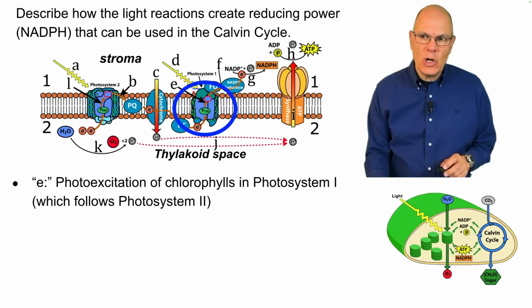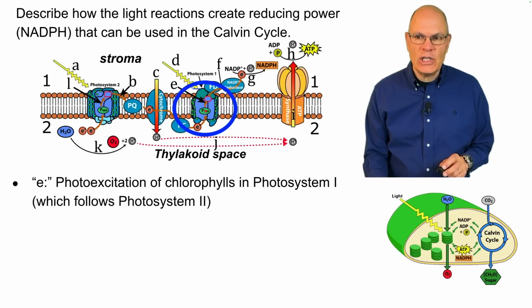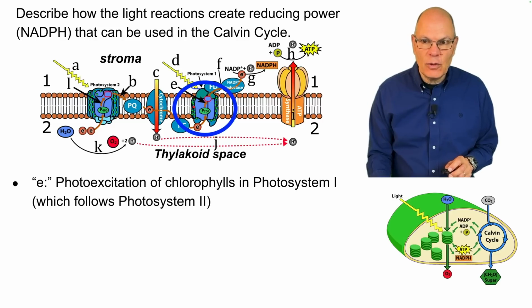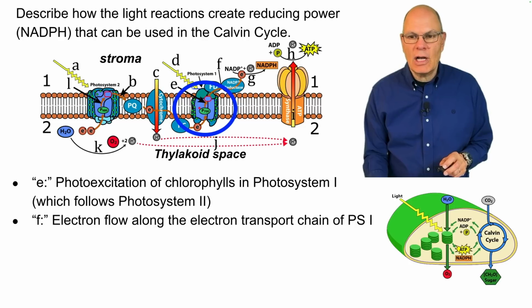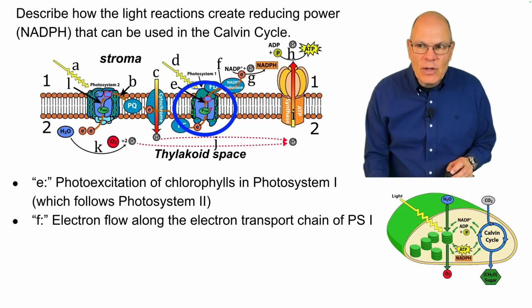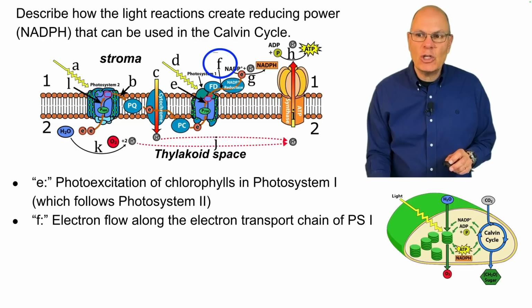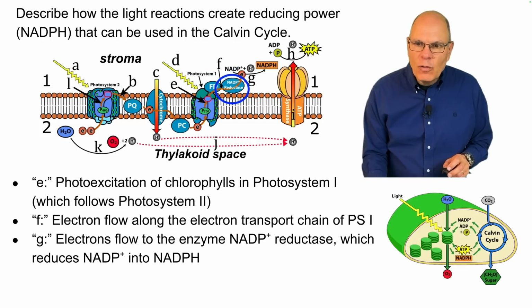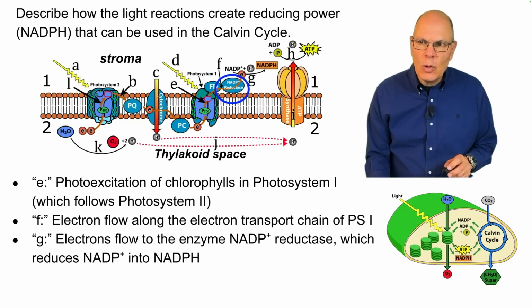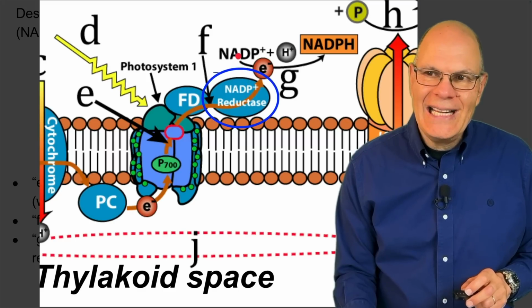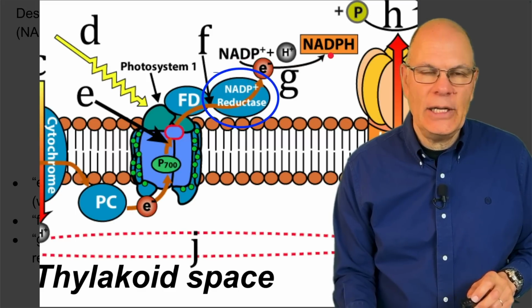So we're going to start over here. We're looking at photosystem 1. Photoexcitation of chlorophylls in photosystem 1 is how the process starts. That creates a flow of electrons that's flowing through the electron transport chain of photosystem 1. And over here, those electrons flow to this enzyme. It's called NADP plus reductase, and that reduces NADP plus into NADPH.